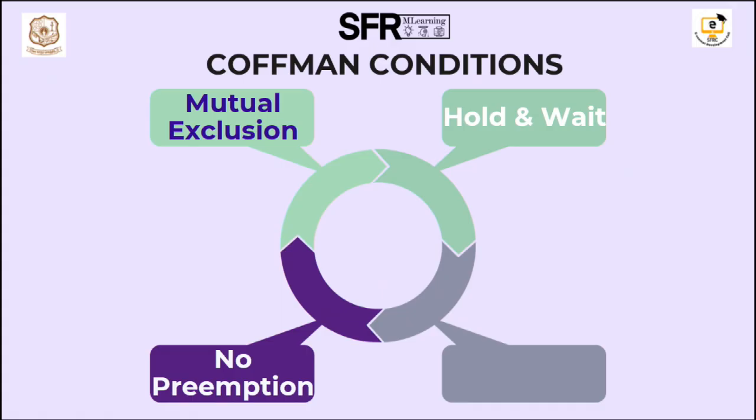A process can only release a resource voluntarily after it has completed its task. Final condition is circular wait. This we have seen before. It is a condition where a set of processes are waiting for each other in a circular chain. That is, a process A waits for resource 1, process B waits for resource 2, and process C waits for resource 3, but ultimately they all depend on each other, causing a circular wait.